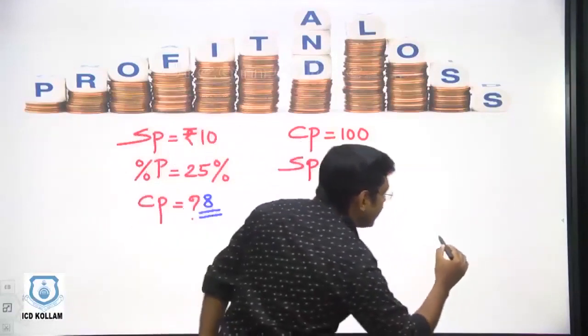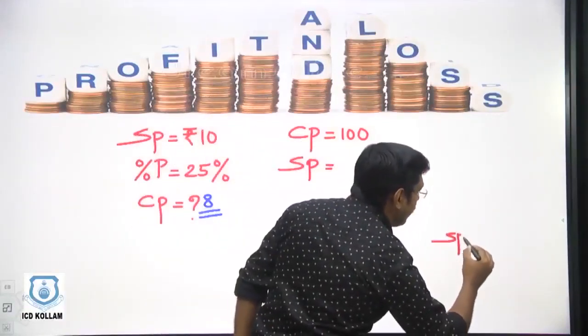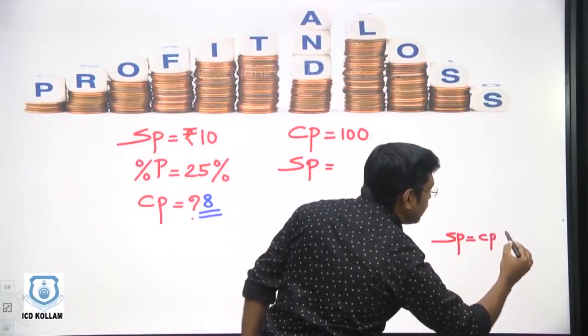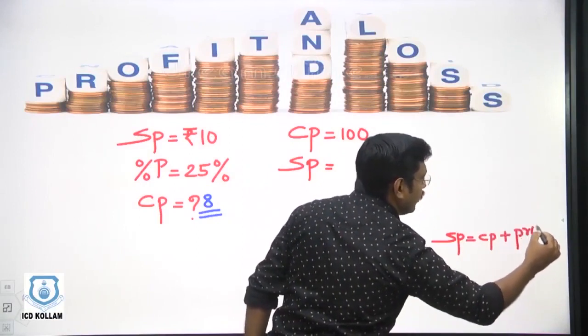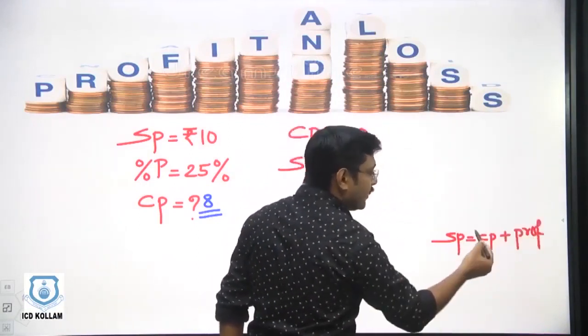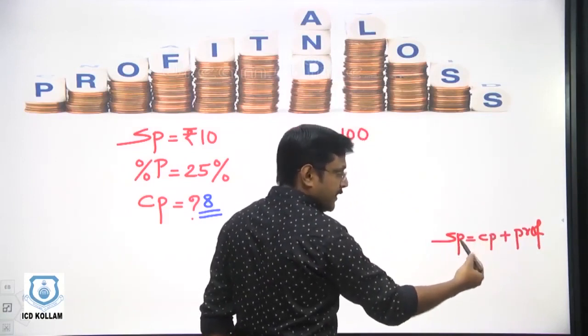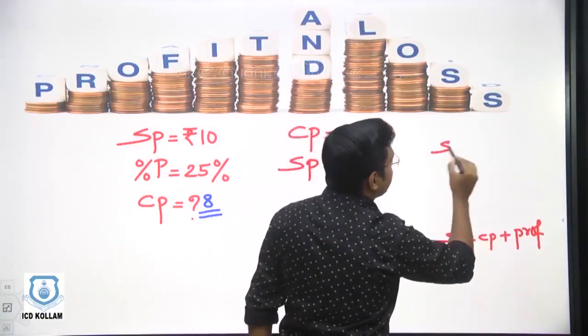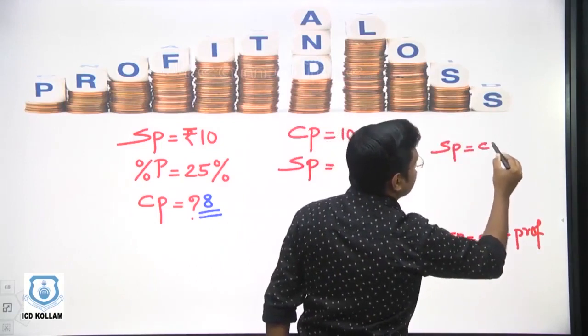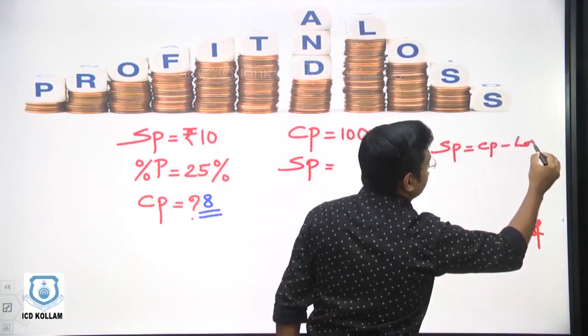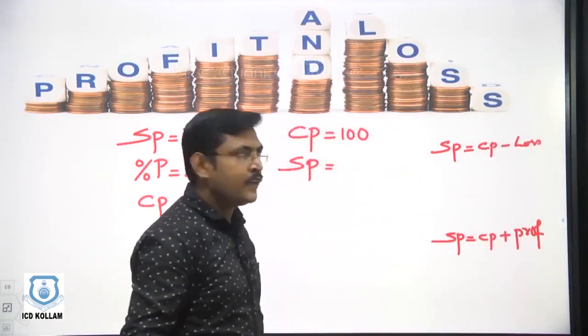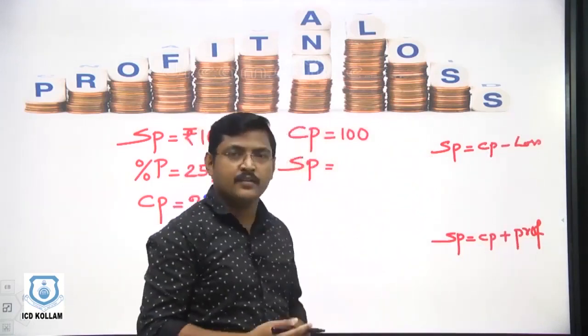Listen, we know that selling price is equal to cost price plus profit. Or simply we can say profit is equal to SP minus CP, when we move CP to the left hand side. Similarly, selling price is equal to cost price minus loss. That also we can consider, right? Using this frame, I am going to find the logic.